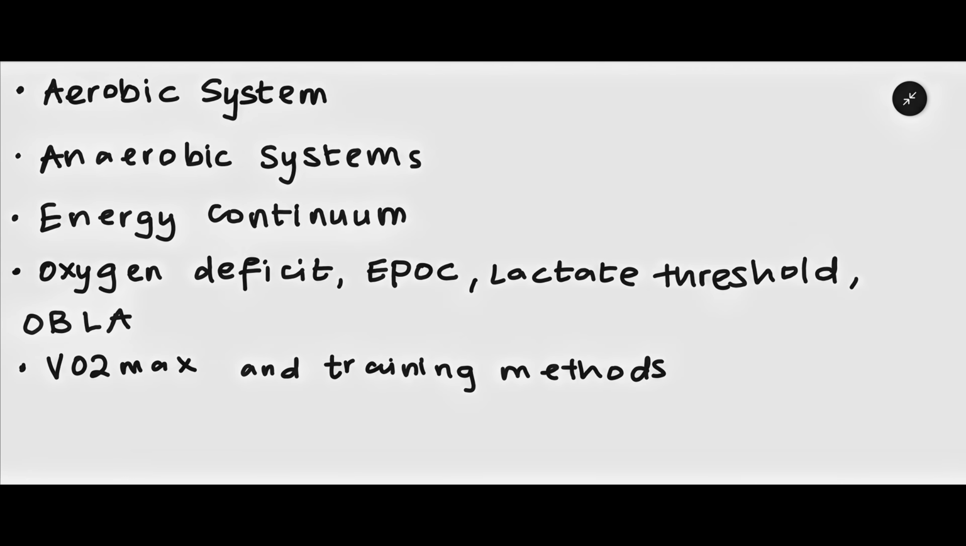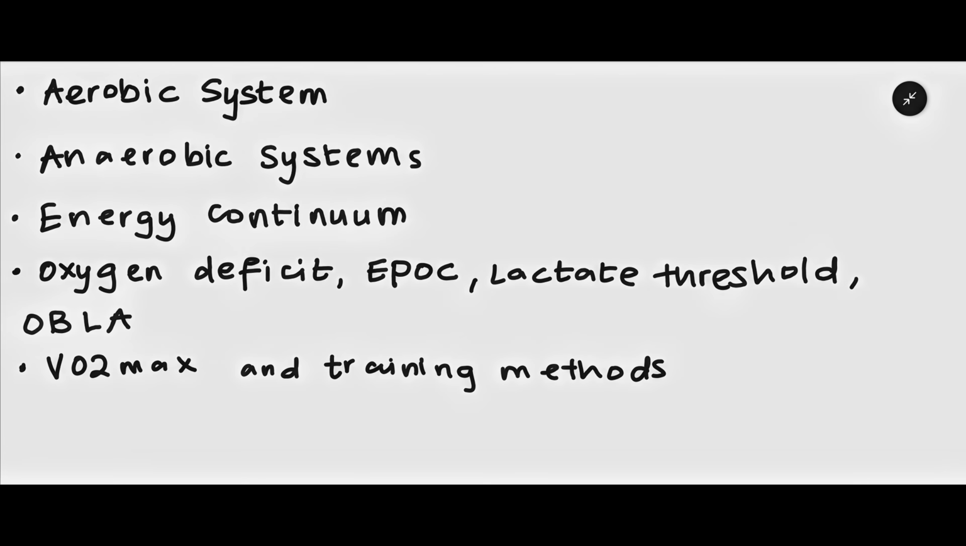As exercise intensity increases, lactate production rises. Once production exceeds removal, lactate begins to accumulate more rapidly. This is linked to lactate threshold, and OBLA is commonly used as a marker of significant blood lactate accumulation. The energy continuum shows that all energy systems are always working, but one tends to dominate depending on intensity and duration. Oxygen deficit explains why anaerobic systems contribute at the start of exercise before oxygen uptake catches up. EPOC explains why oxygen use stays elevated after exercise during recovery.